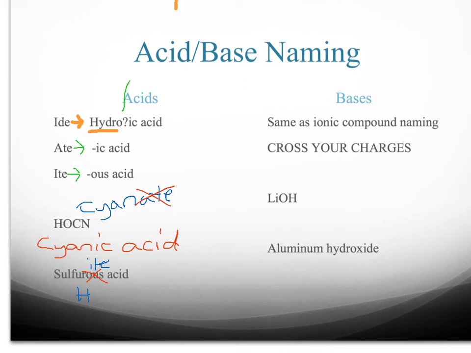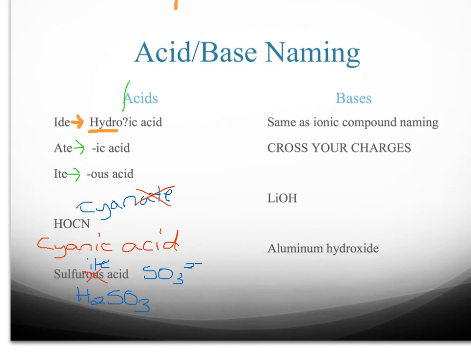So then the formula for this would be, well, excuse me, sulfite is SO3, and it has a 2- charge. So if we were to cross our charges with the H and that 2-, we'll end up with H2 and then SO3. So that would be our formula for sulfurous acid. So again, these acid naming rules are very important. Please make sure that you go over those again if you haven't already.